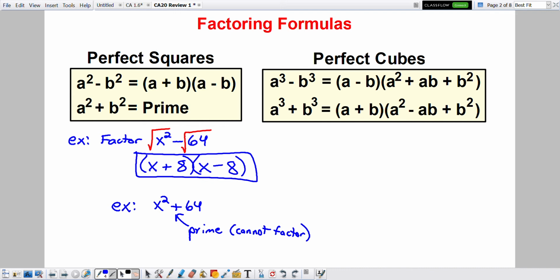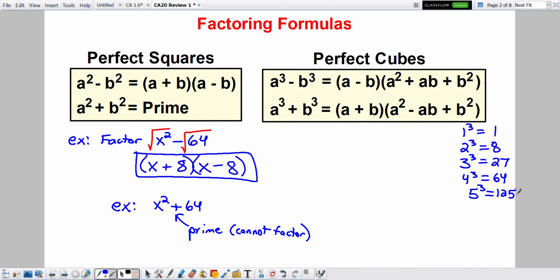All right, so then over here on the right side, what about perfect cubes? Well, if you know things that are perfect cubes, for example, 1 to the third power is 1, 2 to the third power is 8, and it's 2 times 2 times 2, 3 to the third power is 27, 4 to the third power is 64, 5 to the third power equals 125, etc. So those are perfect cubes.